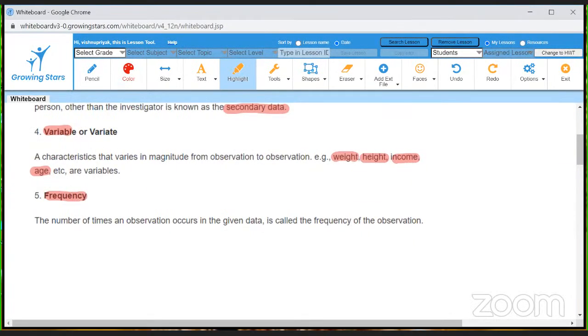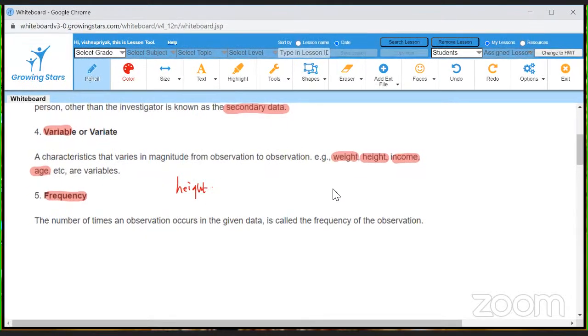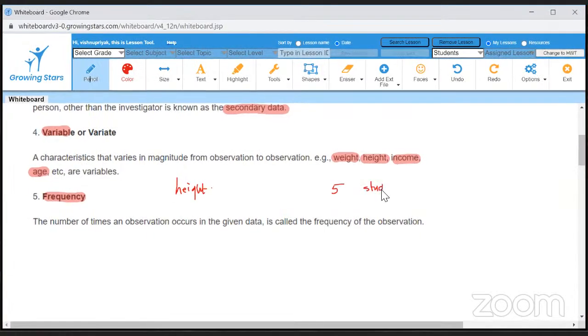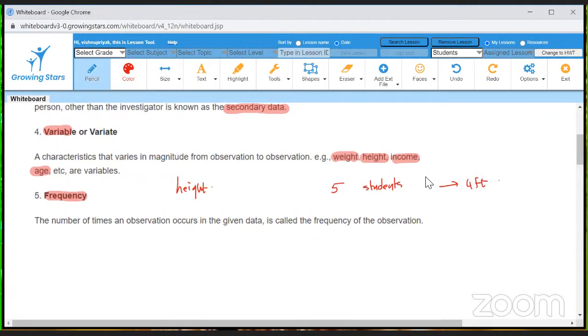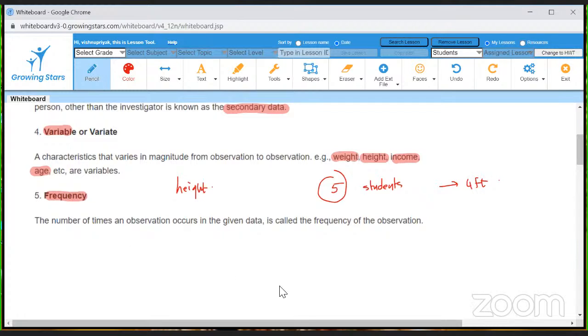Frequency. Frequency means the number of times a particular thing is repeating. Suppose if you measure the height of students in your class and 5 students have height 4 feet. 4 feet is the height of 5 students. How many students? That number, 5 students, that is called frequency. How many students have height 4 feet, that becomes the frequency.